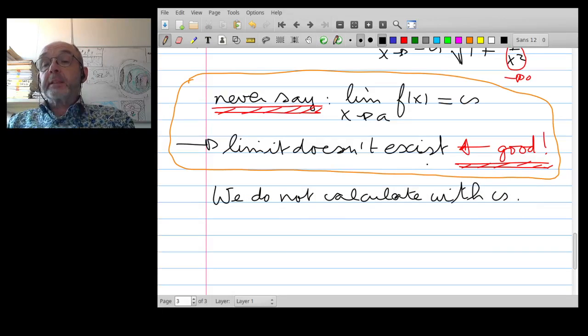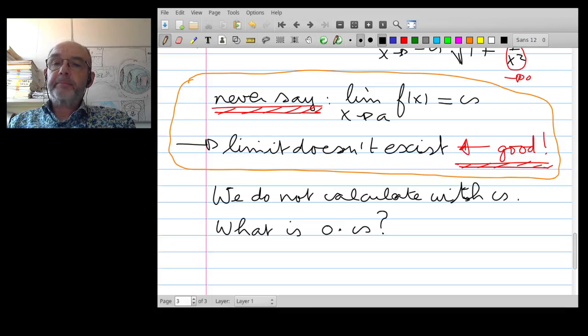If you are in France, then some universities calculate with infinity, but then you have to write all kinds of rules for your infinity. For instance, what is 0 times infinity?